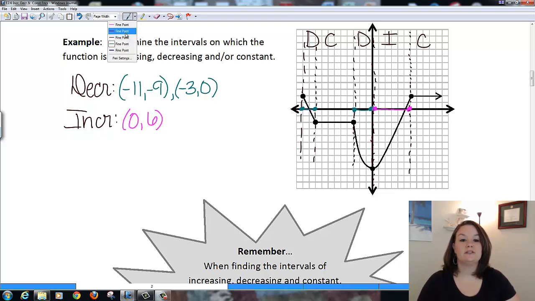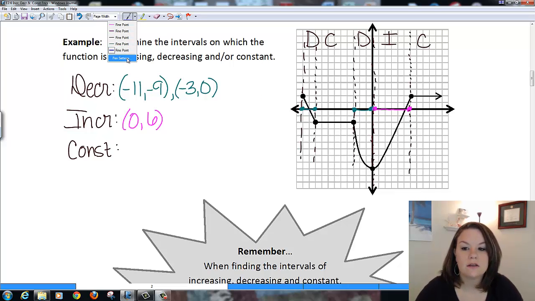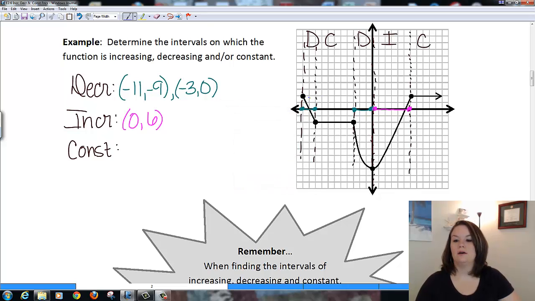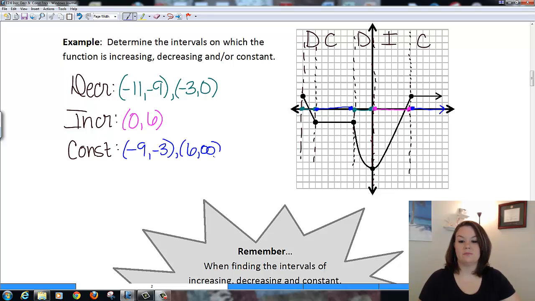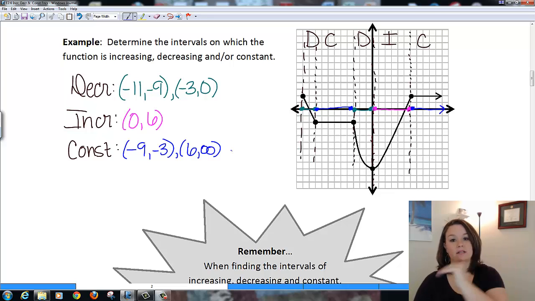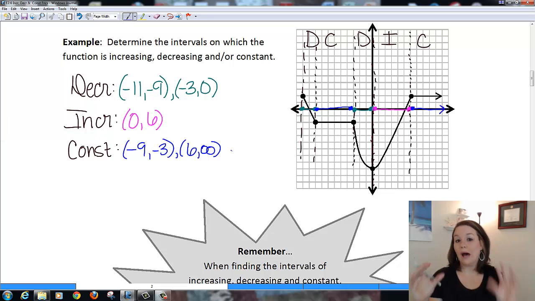And then my last interval is my constant intervals. The places where my y values are constant, remember I write them in terms of their x value. So from this x value over to this x value, I have a constant interval, which is from -9 to -3. And we also have a constant interval over here from 6 on out. So from 6 on out to positive infinity, that piece of the line is always going to remain constant.